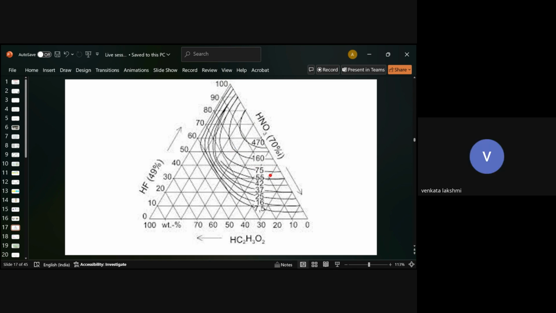Sir, what is the third parameter on the curve? These are the etching rates. This is the concentration, and the weight percent.